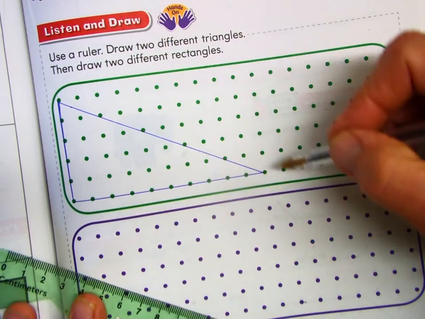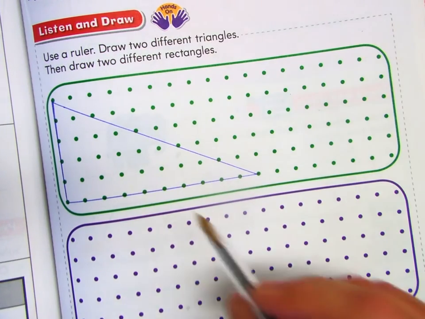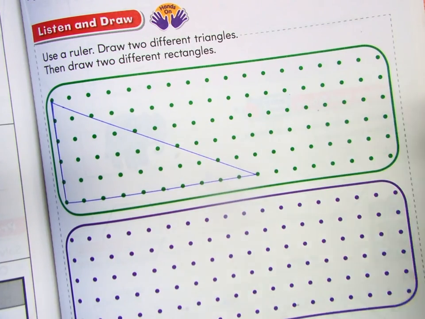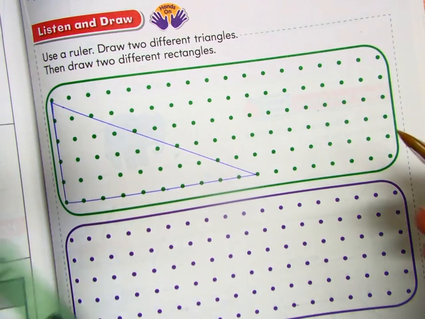It only goes to these 2 dots. It doesn't have to go through other dots. That's a triangle. It's got 1, 2, 3 sides. Can I do a little one? You can do a real little one like this.